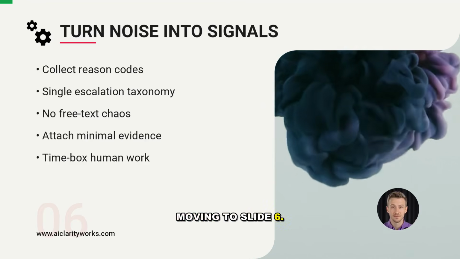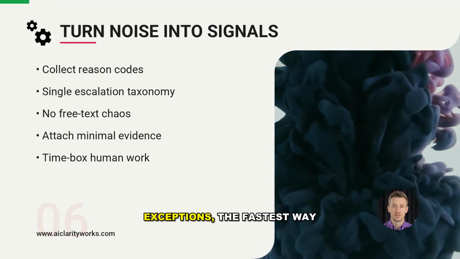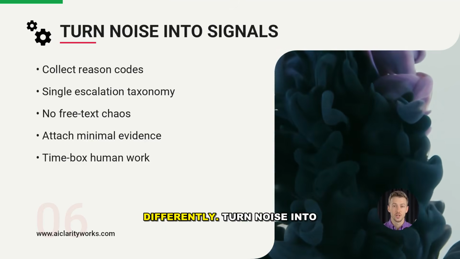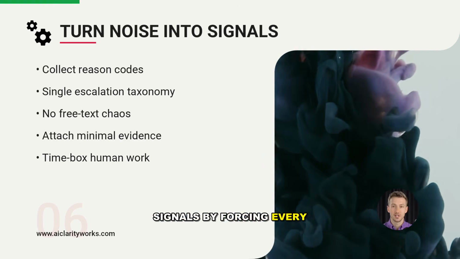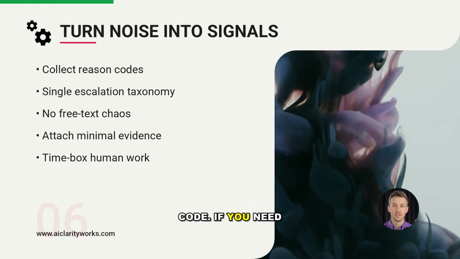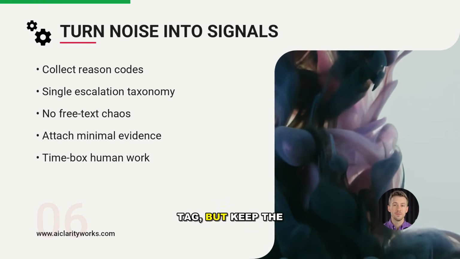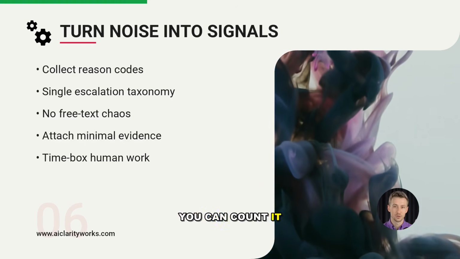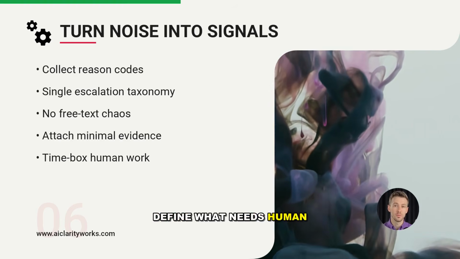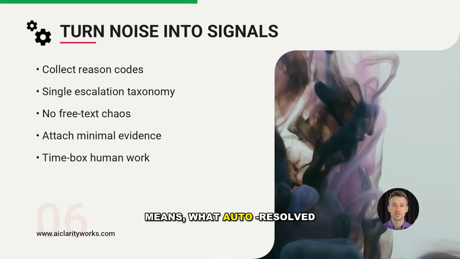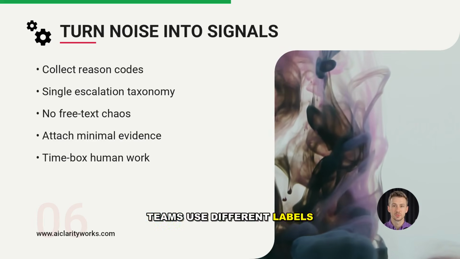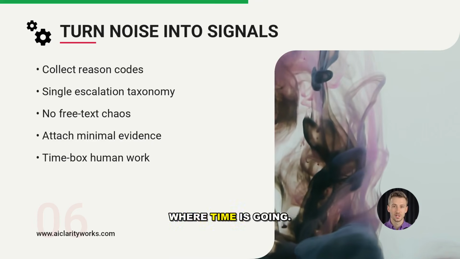Moving to slide 6. When your system throws exceptions, the fastest way to lose control is letting everyone describe them differently. Turn noise into signals by forcing every exception into a small set of reason codes, not a paragraph, a code. If you need nuance, add one secondary tag, but keep the first code stable so you can count it and trend it. Use a single escalation taxonomy. Define what needs human review means, what blocked means, what auto-resolved means, and what policy violation means. If 2 teams use different labels for the same thing, you will never know where time is going.